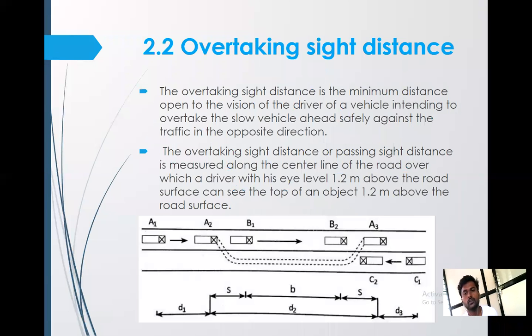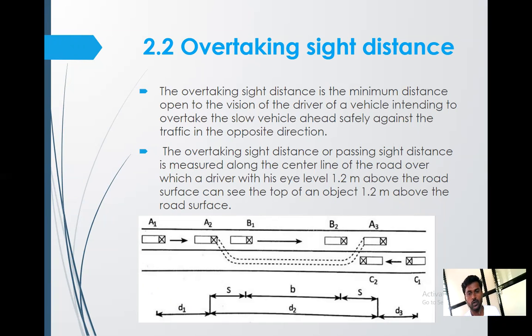D1, D2, D3. By this picture, we will easily understand what is meant by overtaking sight distance. How much minimum overtaking sight distance that we require, and how much eyesight of the driver is required. It should be 1.2 meter above the ground level or the surface of the road, and the height of the object also should be 1.2 meter above the road surface. That we have covered.